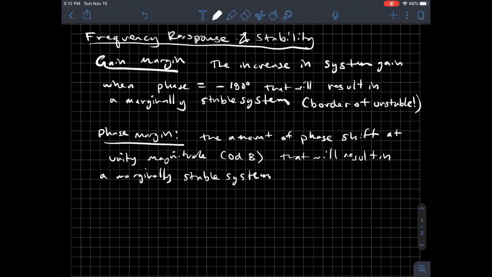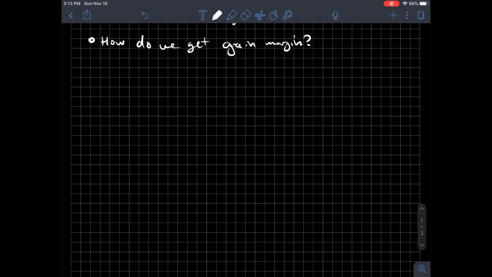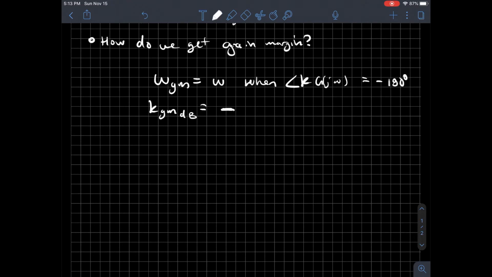Now, how do we get the gain margin? What we need to do is find omega GM. Omega GM is equal to omega when the phase of the system is equal to negative 180 degrees. Then K gain margin in decibels is equal to negative the decibel gain when omega is equal to omega GM.